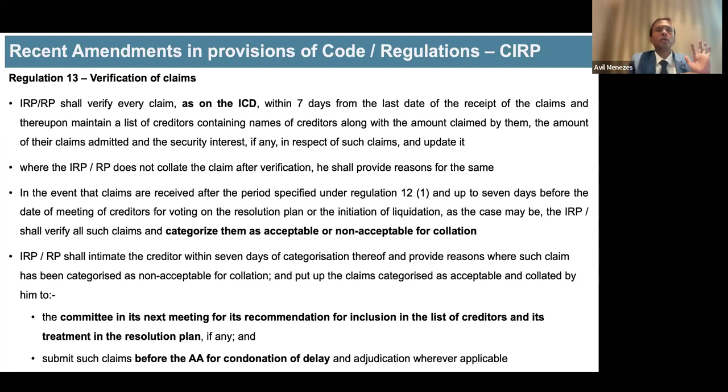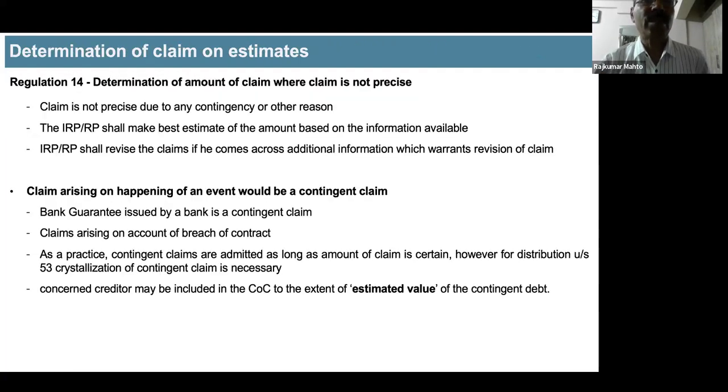Now that job is shifted to the IP. So that means, in order to regularize all these claims which have been received post 90 days, it should be with the proper approval of the adjudicating authority. First the committee of creditors, and thereafter the adjudicating authority for condonation of delay. Otherwise, I accept it, and non-acceptance means I am adjudicating upon it.